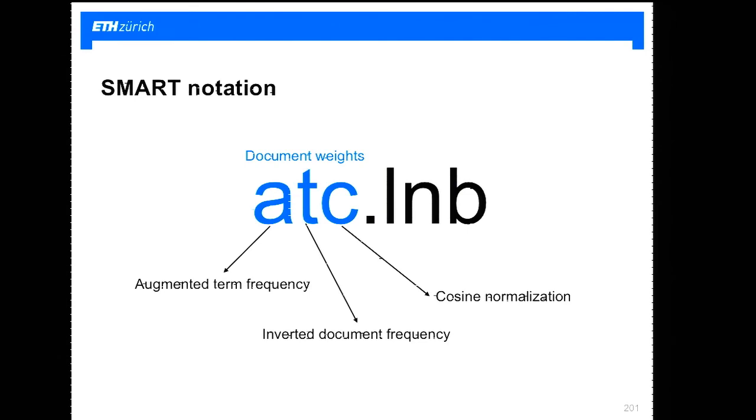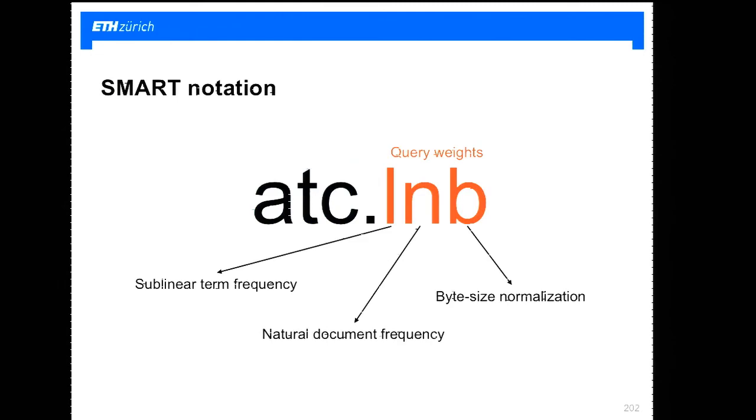What that means is here we use the augmented term frequency, one of the five. Here we use the inverted document frequency, the standard one. And here we use cosine normalization with the Euclidean norm. And then for the query weights, we use sublinear term frequency. That's what the L means. Natural document frequency for the document frequency, and byte size normalization. It's just one of 60 times 60 combinations. So it's actually 3,600 different combinations. And this is a very convenient way of saying what scheme you are actually taking. You will have some exercises, you will program something, and we'll ask you to express in the SMART notation what you've just been programming, right?